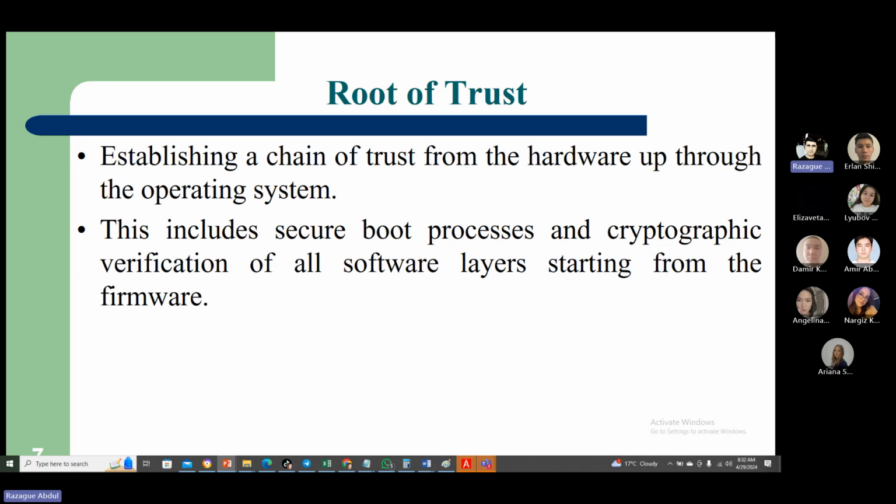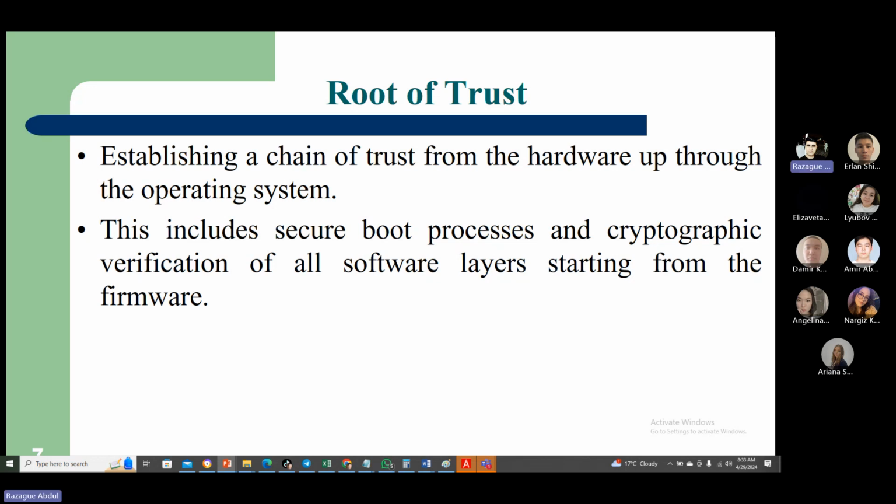So let me conclude: a root of trust is an essential security concept that provides a secure foundation for all subsequent operations of a computing system by anchoring the security mechanisms at the hardware level. The root of trust ensures that the integrity, confidentiality, and authenticity of the operating system and applications are maintained throughout the life cycle of the device.